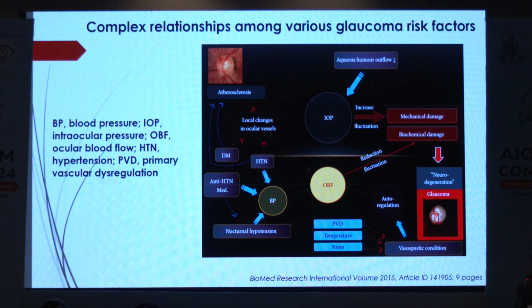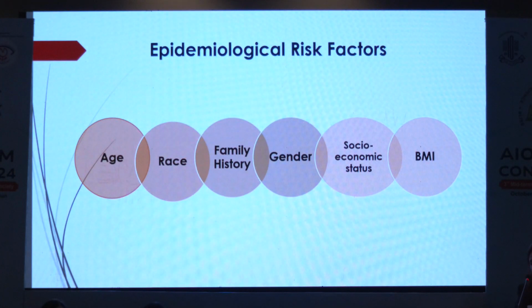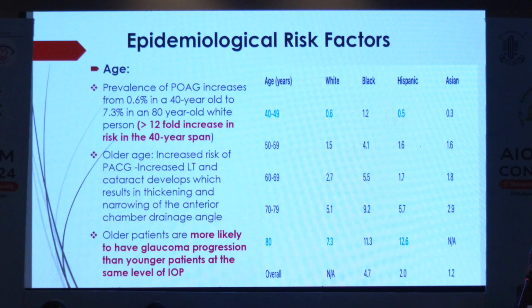So besides the IOP, let's look at these factors one by one. Let's talk first about the epidemiological risk factors, which I've listed in this flow. For age, it has been seen that the prevalence of POAG increases from 0.6% in a 40-year-old person to almost 7.3% by the age of 80. So there's almost a 12-fold increase over a lifespan of 40 years.